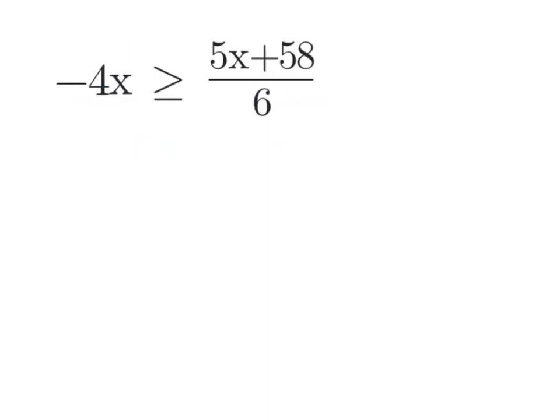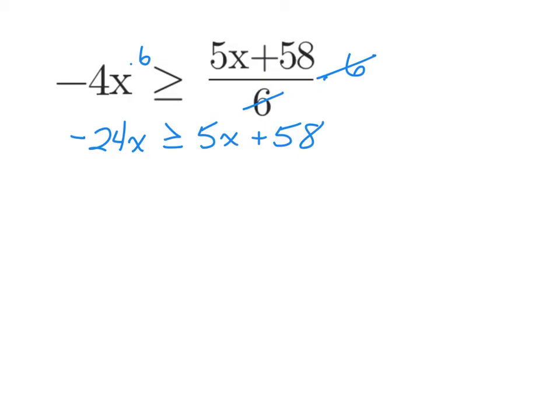Let's try one more. Negative 4x is greater than or equal to the quotient of 5x plus 58 and 6. So we'll probably start by getting rid of the fraction, multiply both sides by 6. Right, negative 4x times 6 is negative 24x. And we just multiplied, but did we multiply by a negative number? The number we multiplied here, is this negative? No, that's positive. So our inequality is going to stay pointing in the same direction. On the right-hand side, we're left with 5x plus 58.